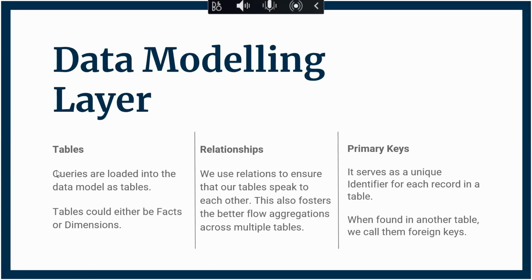So I explained that queries are loaded as tables into the data model. Then your table could either be a fact or a dimension table, right? I'll explain fact and dimension tables to you later on. What we also do in the modeling layer is create relationships between the tables. If you load multiple tables into your data model, you want the tables to be able to speak to each other, because if they are not, you won't be able to aggregate your data properly. You may just have tables sitting in silos, and the whole point of transforming and loading the data together into a single model will be defeated, right? Then we also have primary keys.